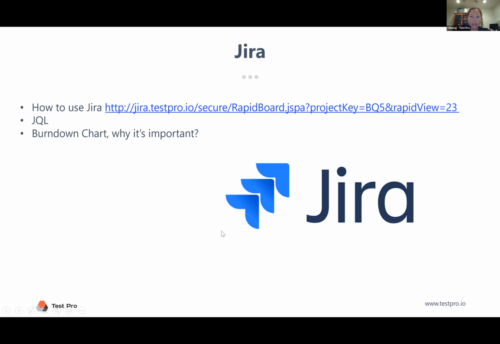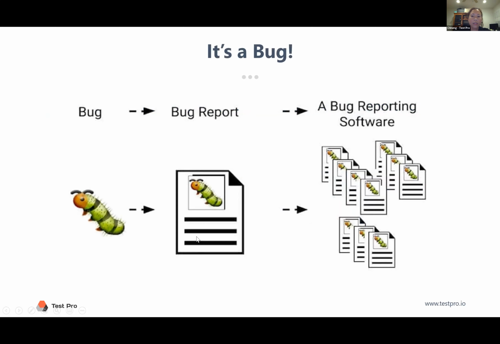I see that. So a bug. You find a bug, you report the bug, and guess what Jira is? It's a tracking system to report bugs. Easy as that.